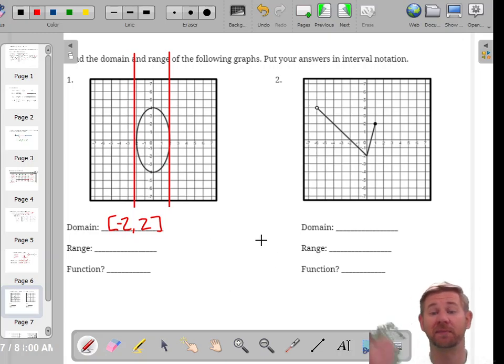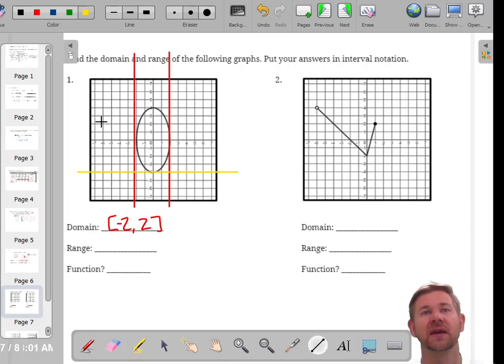Now, I'm going to flip my brain and look at y values. And you got to kind of look at this in a different way. We're looking at y values for the range. So the range, the smallest y value is negative 4, and the largest y value is positive 4. And again, we use brackets.